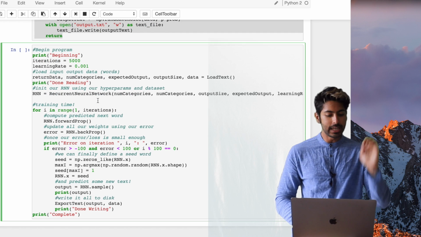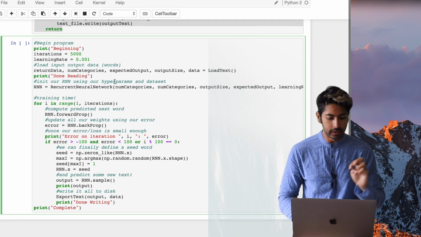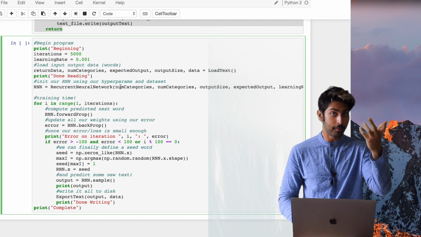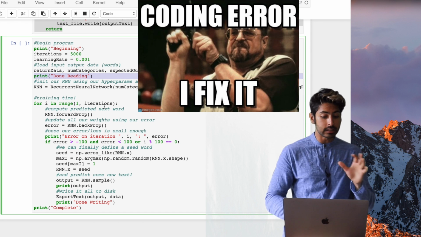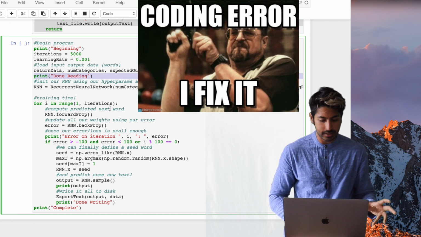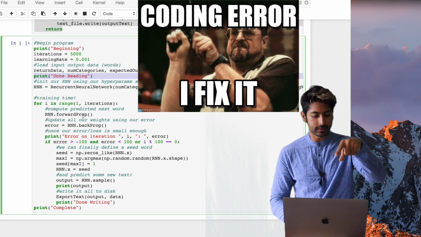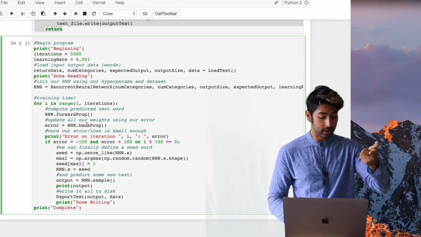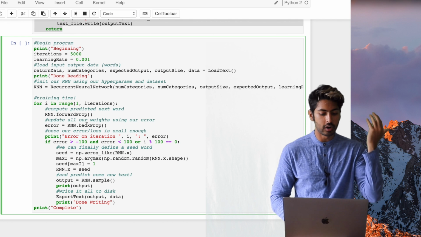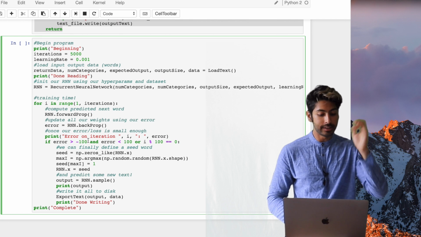And so for our program, we'll say, okay, for 5,000 iterations with a learning rate of 0.001, let's load the input and our output data, and then we'll initialize a recurrent network using our hyperparams that we've initialized before. And then for training time, for that given number of iterations, 5,000, we'll compute the predicted next word, so that's the forward propagation. Then perform back propagation to update all our weight values using our error. And then just keep doing that.